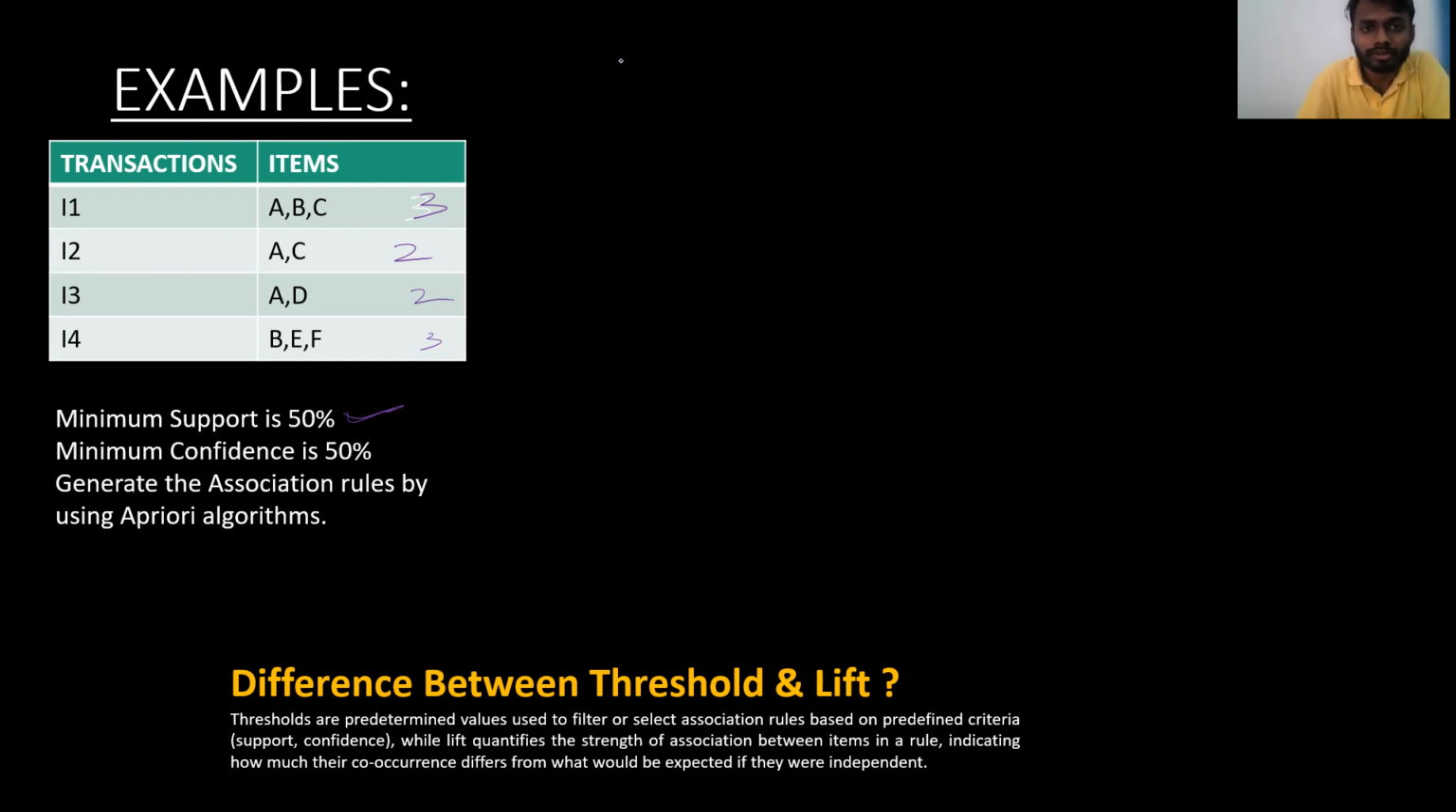So how do we calculate the minimum support? So here, threshold is equal to what? The support is 50%. It means multiply by the total number of transactions. So 50% means 50 by 100. How many transactions are there? 1, 2, 3, 4. 4 transactions are there. Now what is the output?